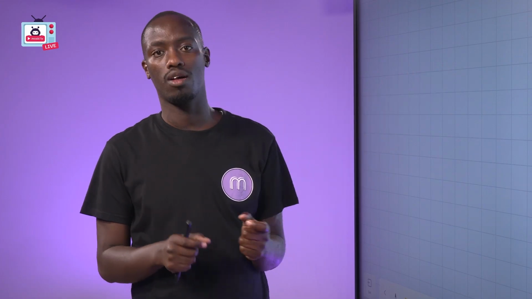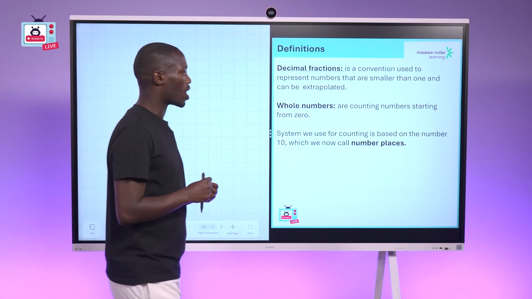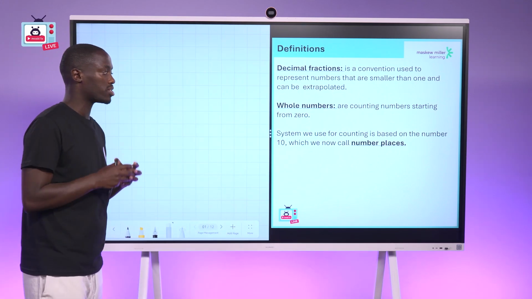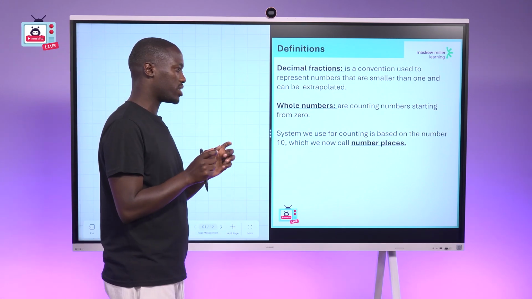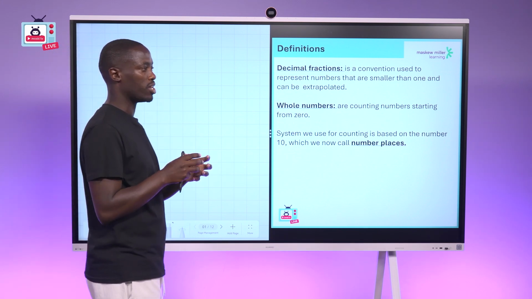Now, we also know that we can have a half, and a half is a number that is less than 1. So when we are talking about numbers that are less than 1, we talk about decimal fractions. Decimal fractions are used to represent numbers that are smaller than 1, rather than what we've been working with, which is whole numbers. Now, we use a system for counting which is called the base of 10. So whenever we are calculating whole numbers, we use the base of 10. The system that we are using, we call it a base of 10.